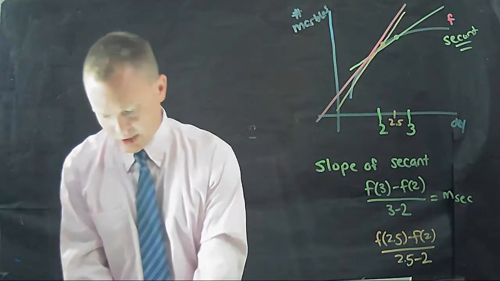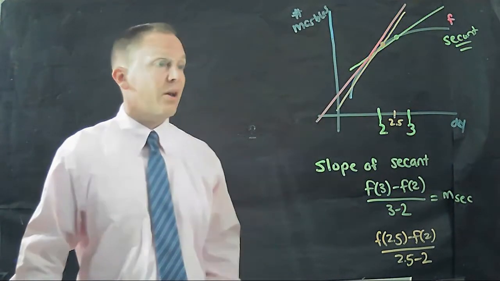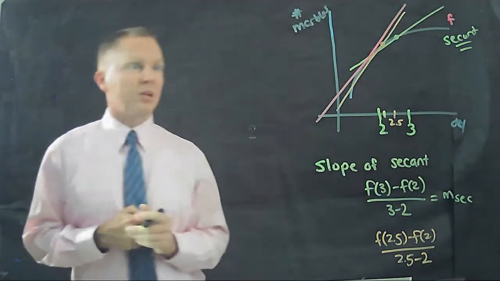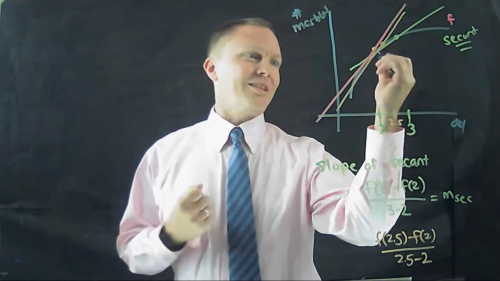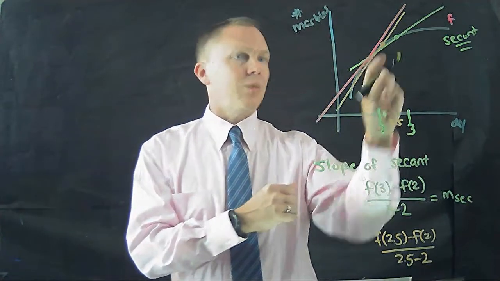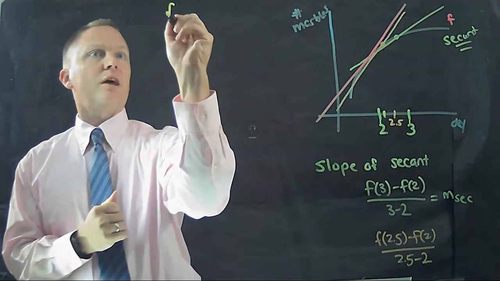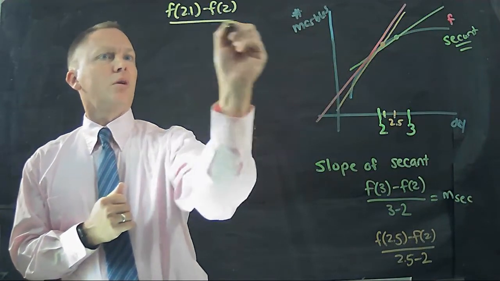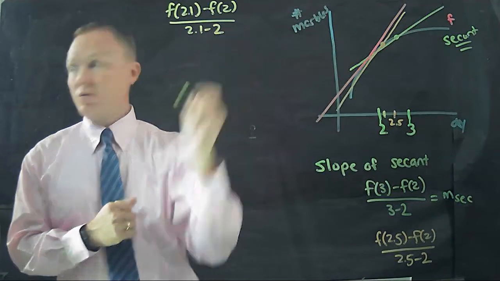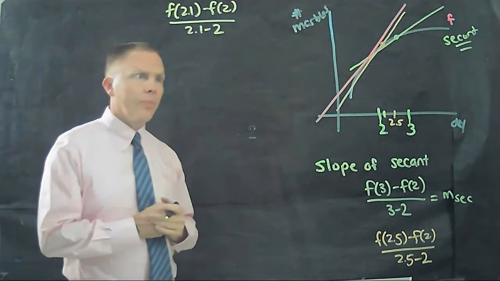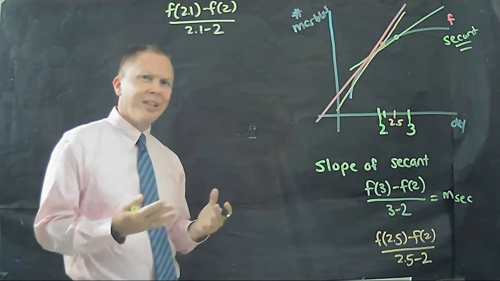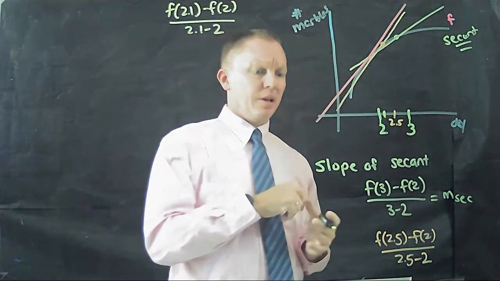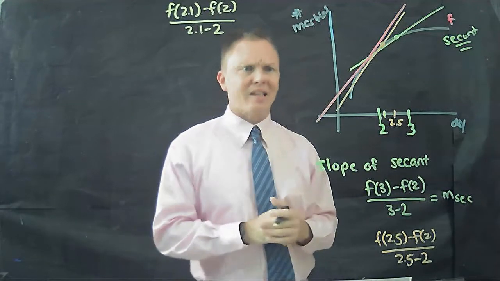Hopefully you're saying to yourself, hey, I think you can make that better by picking a number that's closer to 2. What if I pick 2.1? My graph is going to get ridiculously complicated here, but just algebraically, that would look like f of 2.1 minus f of 2 over 2.1 minus 2, right? But still, that's not quite there.